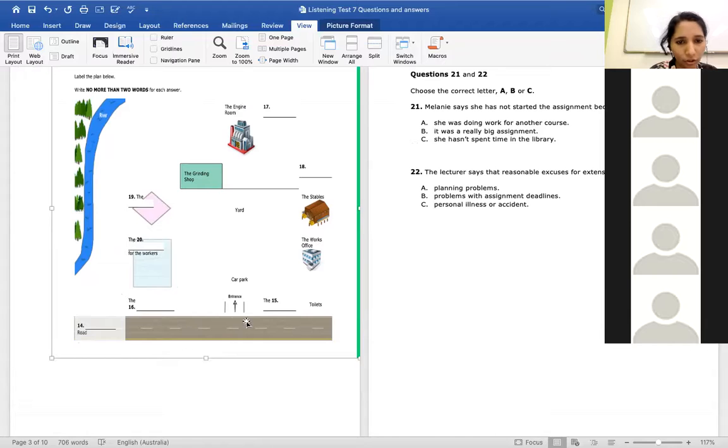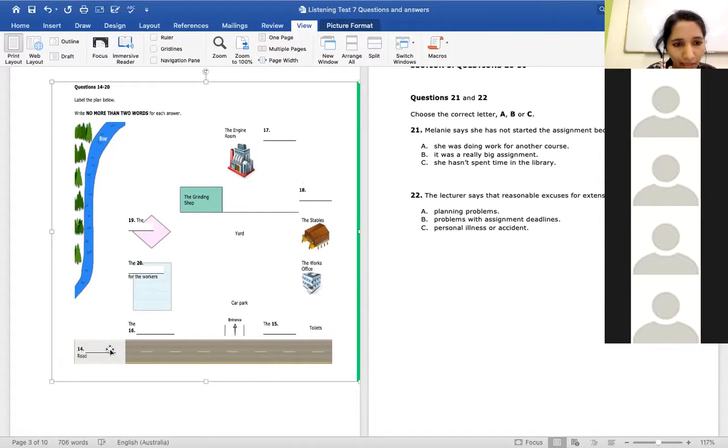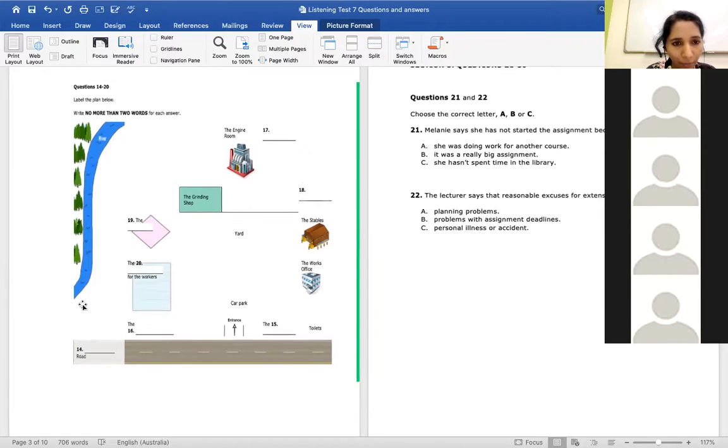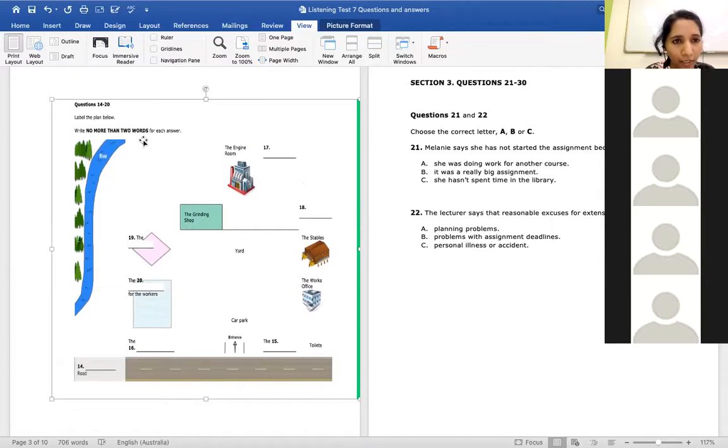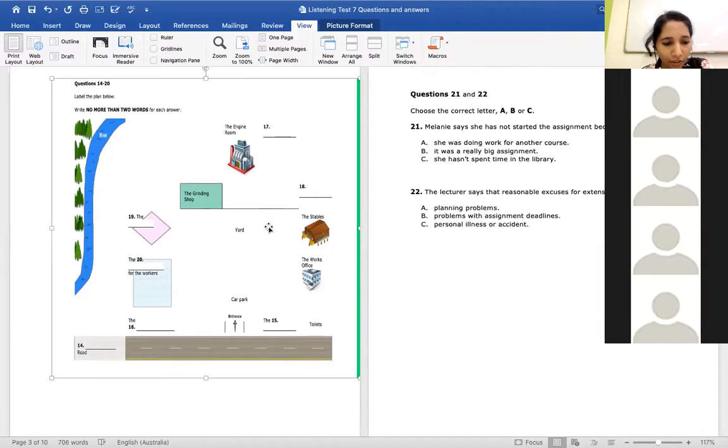Always, the top is north. If she says to the north, then it is always on top. Pay attention to this because it will ask you to move from 14 to 15 to 16, so that you'll know where you are. This requires you to be aware and proceed. Here you have to write no more than 2 words. Maximum number of words is 2. This is a bit of a different question type, so I'm just giving you a heads up.